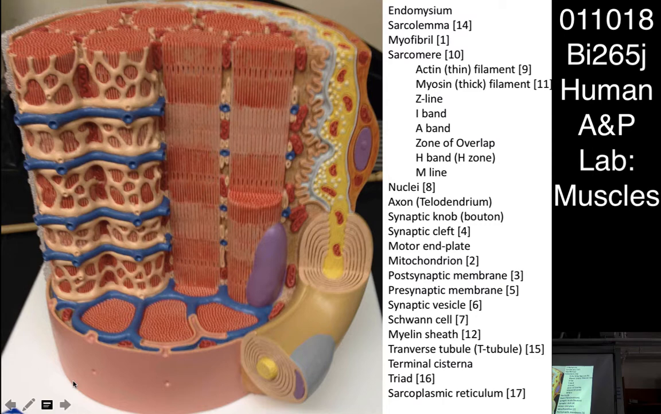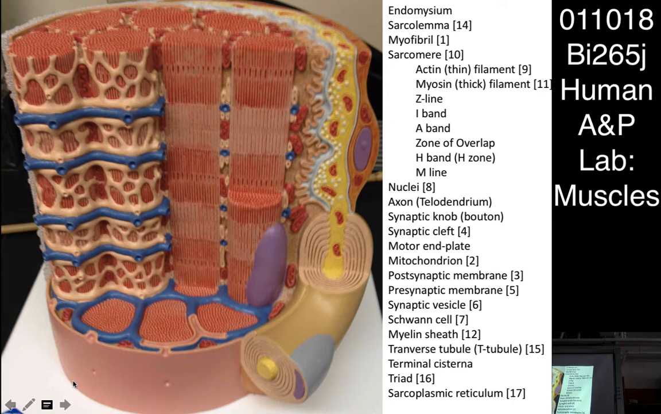I wish I had an English word that uses S-A-R-C-O, but I can't think of one. If anybody else can think of a word that will trigger that memory trace. Sarcolemma is the plasma membrane on the outside of the muscle fiber. It is excitable membrane. It is possible to trigger an action potential on that membrane. And that action potential is stimulated here at this neuromuscular junction.